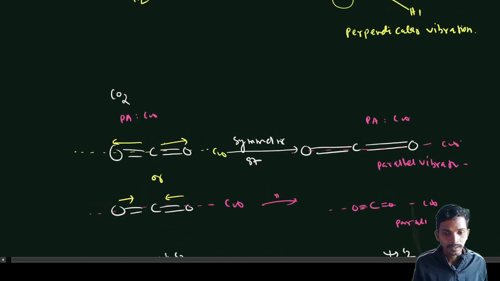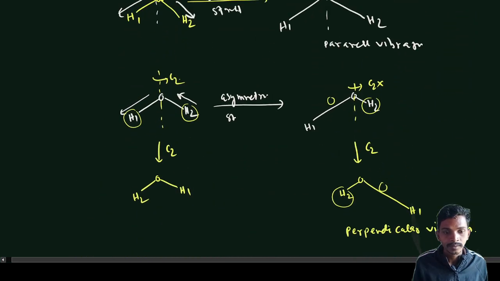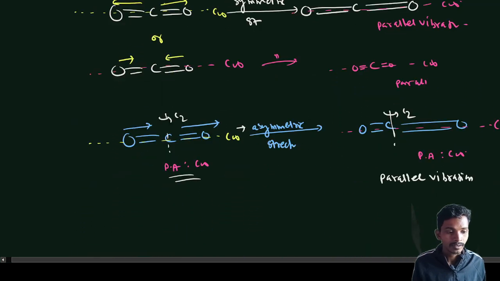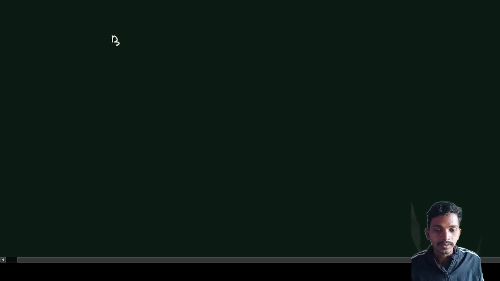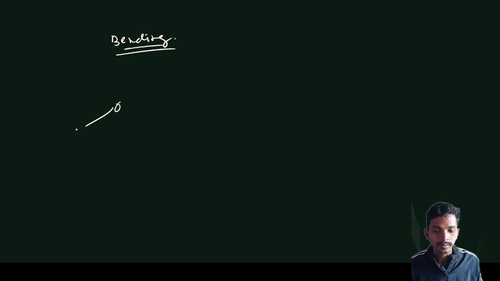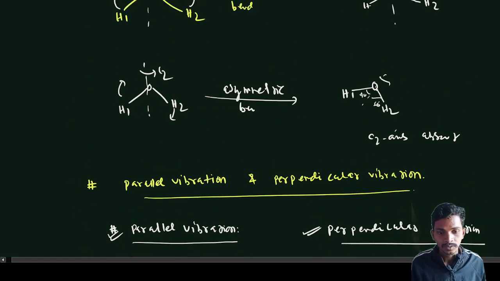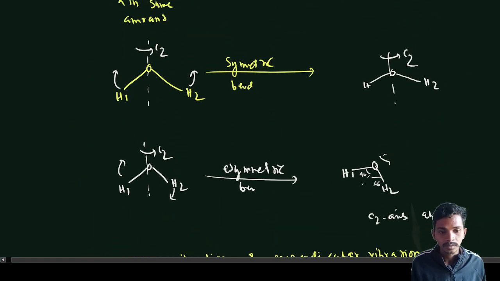Now let's talk about bending. We discussed only stretching so far, so let's discuss bending. For bending, let's take water, with H1 and H2. Now I am doing symmetric bending. If I do symmetric bending, then if I bend in this direction, I will also have to bend in this direction.